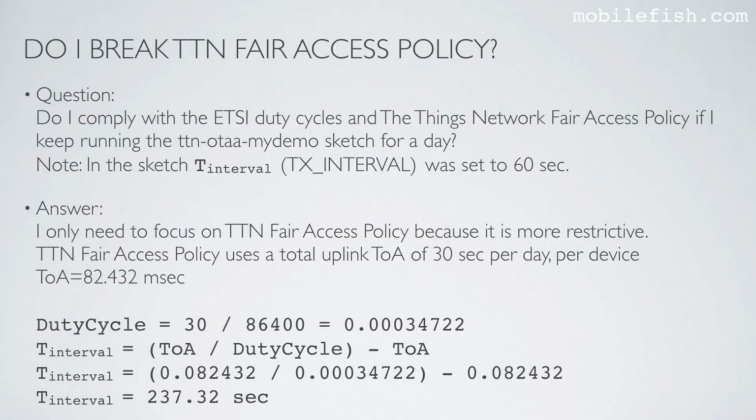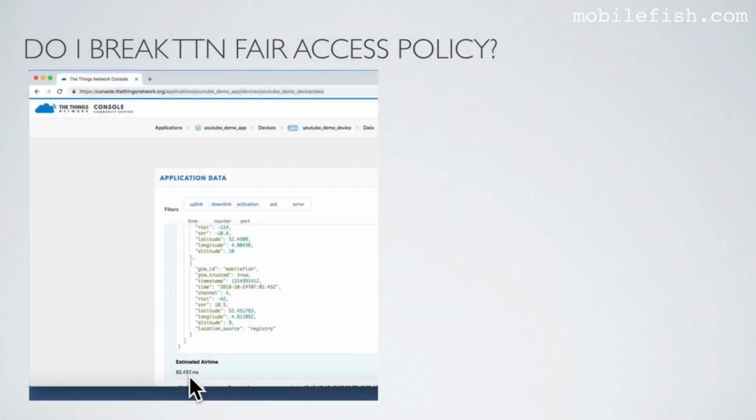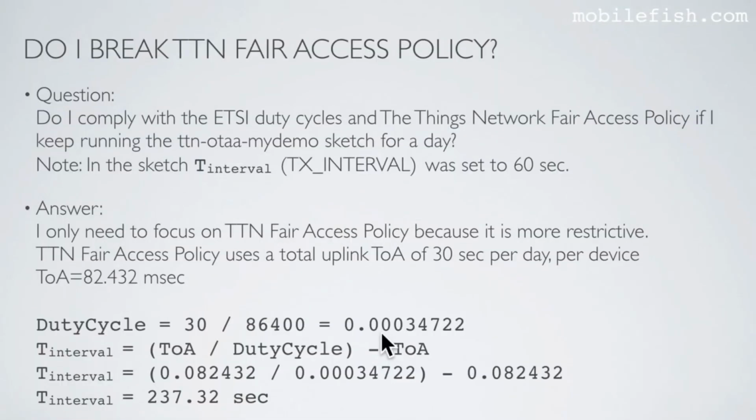I only need to focus on the Things Network Fair Access Policy because it is more restrictive. The Things Network Fair Access Policy uses a total uplink time on air of 30 seconds per day per device. The time on air was 82.432 milliseconds, as you can see here. First we calculate the duty cycle, and then we can calculate the transmit time interval, which is 237.32 seconds.